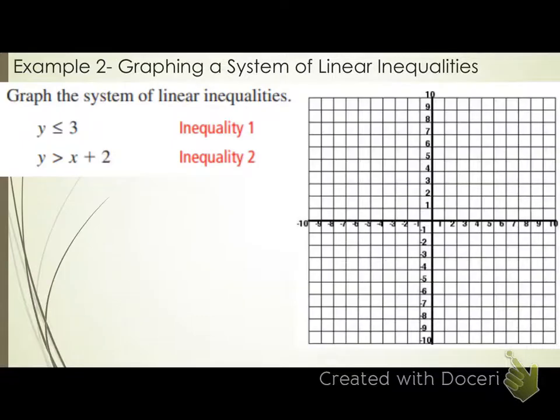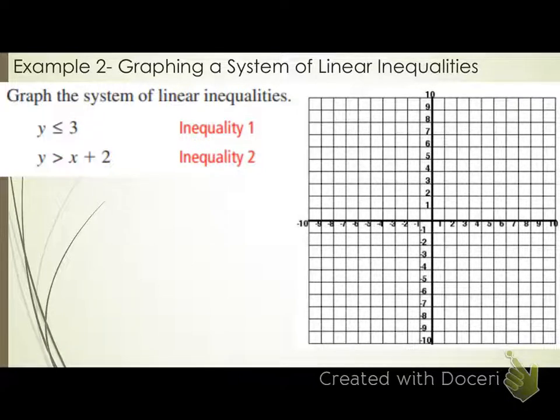Okay. So let's look at an example where we're starting from the beginning. Graph the system of linear inequalities. Y is less than or equal to 3, and y is greater than x plus 2. So what we're going to do first is graph both of our boundary lines first. Okay? So y is less than or equal to 3. How do I graph that? You go... y will be at 0.